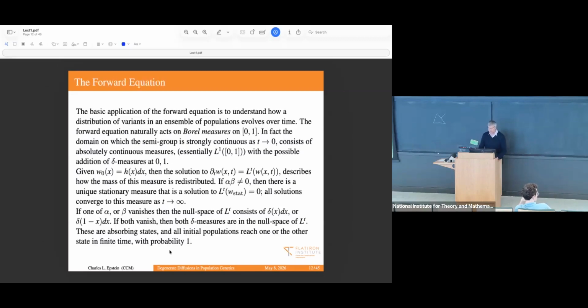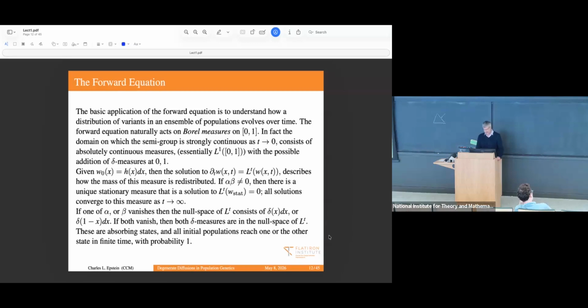Okay, so the basic application of the forward equation is to understand how distributions of variance in an ensemble of populations evolve over time. That is, you take a bunch of different replicates of the population that start out with different proportions of the little a and big A, and that defines a probability measure at time 0, and then you see how that evolves over time. So the forward equation actually will act on Borel measures.